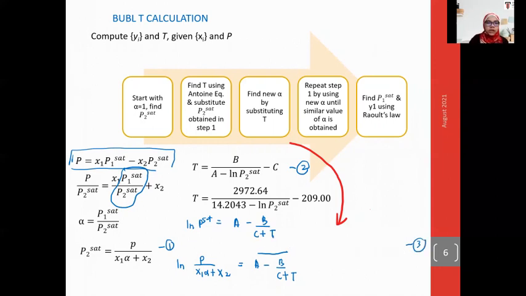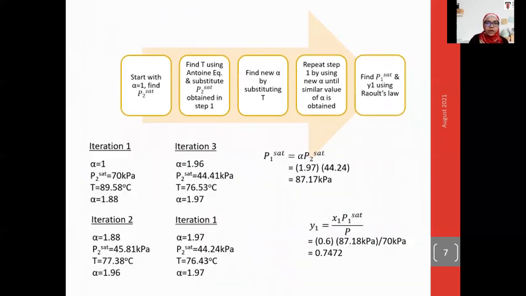So you check whether it has converged, because 1.88 is far, not too close to 1. So we need to provide another iteration using alpha equal to 1.88, and then we can get P2 saturation, and then you can stop your iteration. This is supposedly iteration 4.